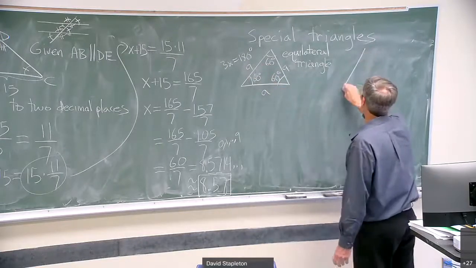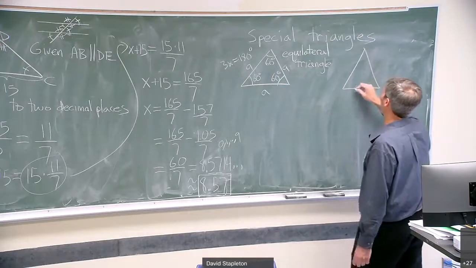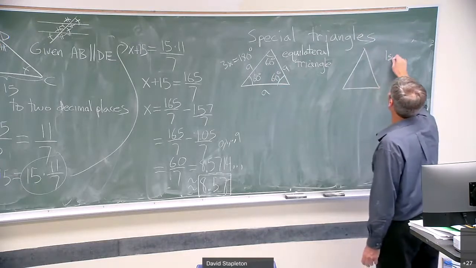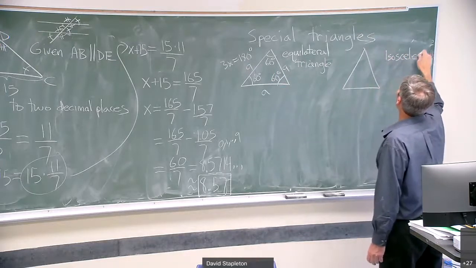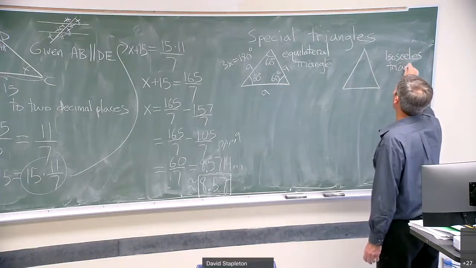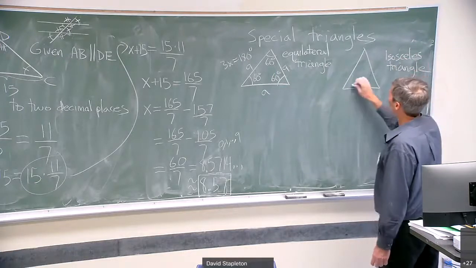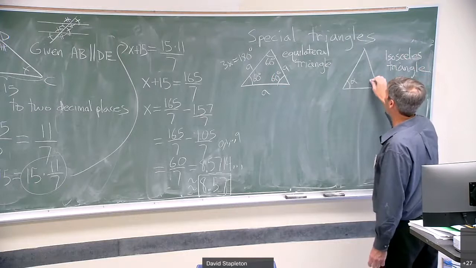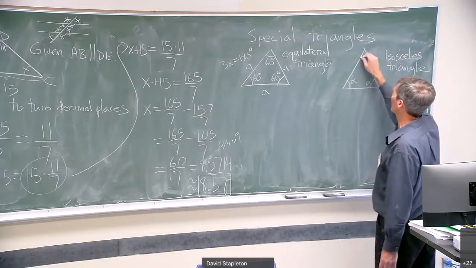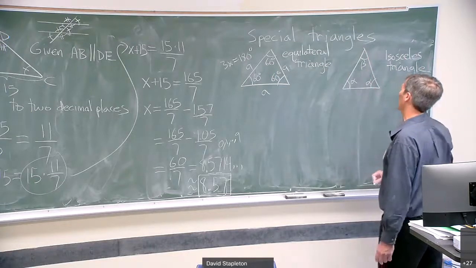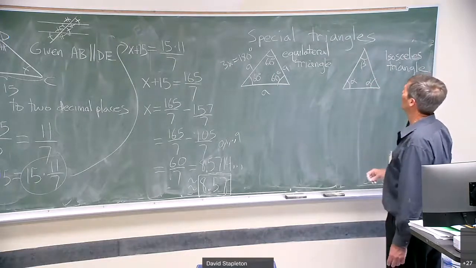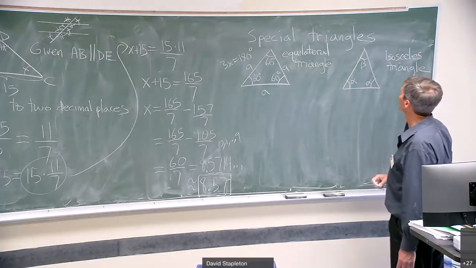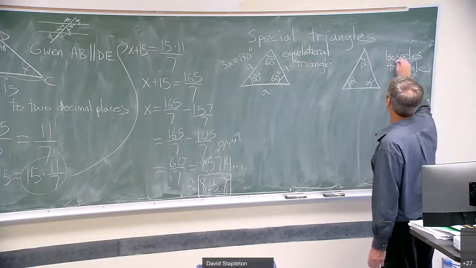And then we can talk about isosceles triangles. Those are triangles that have two sides equal. So if this is alpha and this is alpha, then that makes this an isosceles triangle, and this will be some other angle, beta. Right? Those are two terms we'll see occasionally.